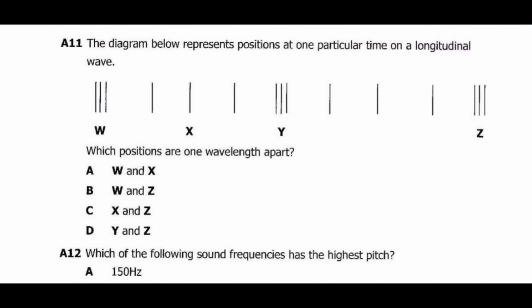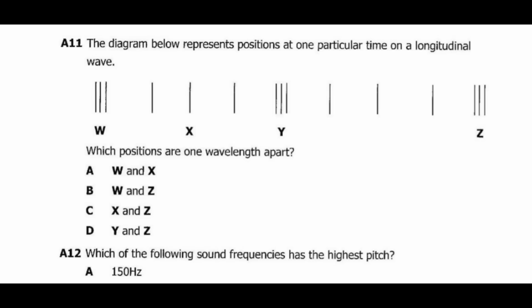Then we go to question 11. The diagram below represents positions at one particular time on a longitudinal wave. Which positions are one wavelength apart? Whenever you are dealing with a longitudinal wave, to make one wavelength you need to move from one compression to another compression, or from one rarefaction to another rarefaction. So that's what we want to look at here.